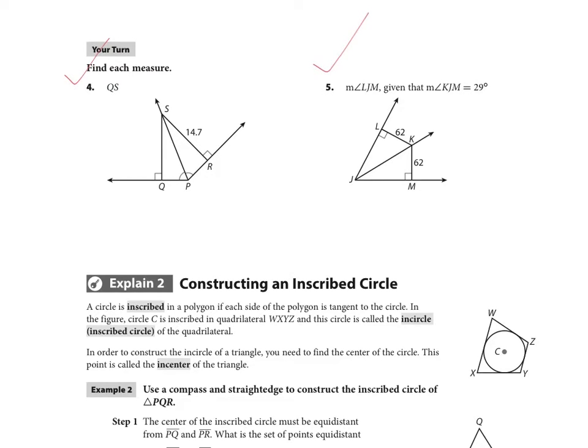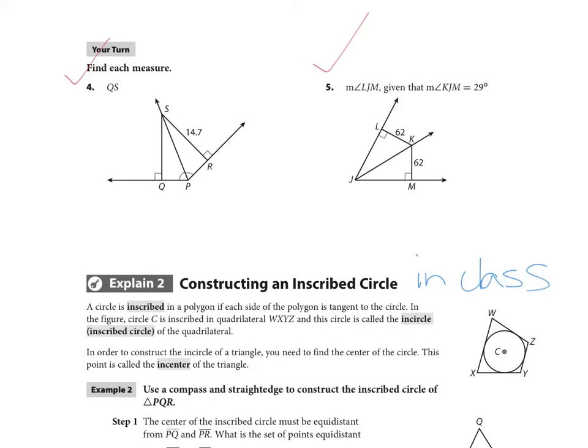As we move on to the rest of page 373, with explain 2, just put a little bit of a weight here on constructing the inscribed circle. We're going to do this in class next time we meet, so just wait on that. But an inscribed circle, just as a definition that you should know, is a circle where all of the points are inside of a polygon, and each one of the sides of the polygon is what we call tangent to the circle. It means it touches in only one point.